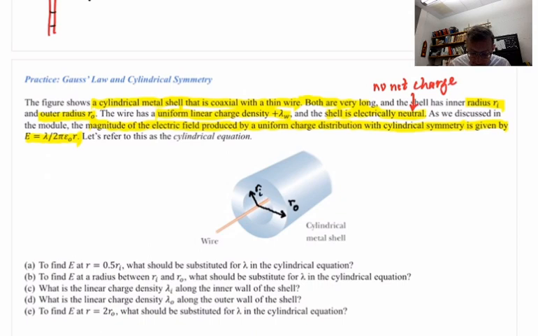And your author wants to refer to that formula as the cylindrical equation. And the purpose of this practice is to show how we can get the most out of that result when we have cylinders. Okay, so here's the first question.